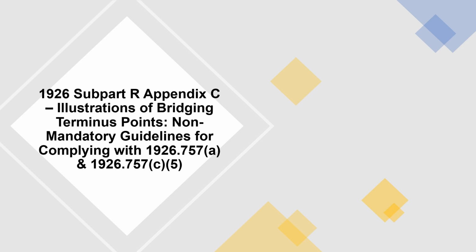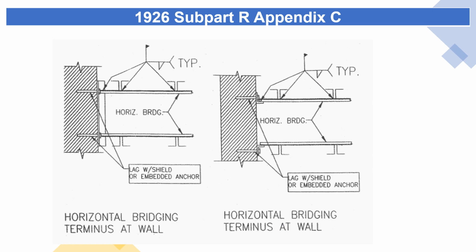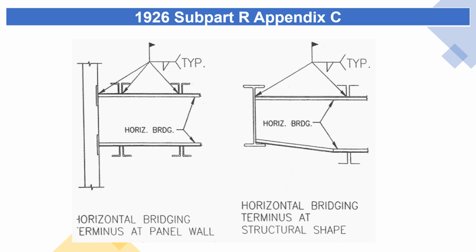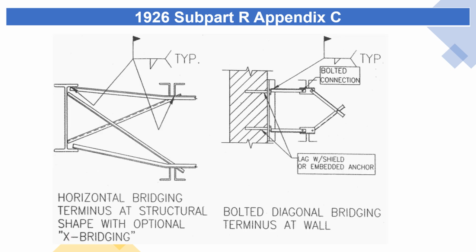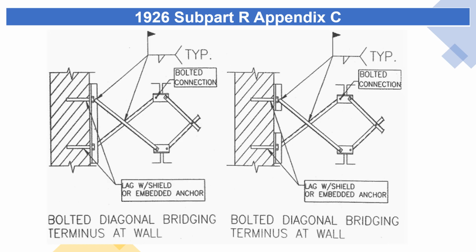Illustrations of bridging terminus points, non-mandatory guidelines for complying with 1926.757 A and 1926.757 C5. Horizontal bridging terminus at wall. Horizontal bridging terminus at panel wall. Horizontal bridging terminus at structural shape. Horizontal bridging terminus at structural shape with optional X bridging. Bolted diagonal bridging terminus at wall.